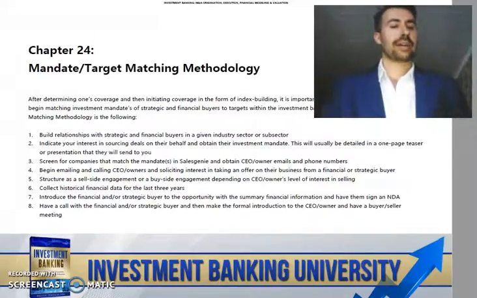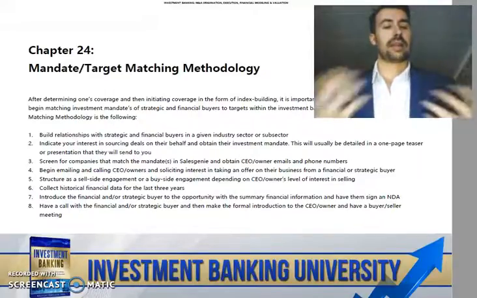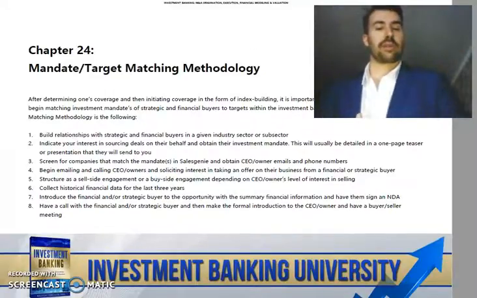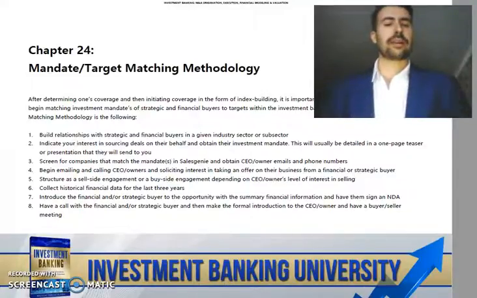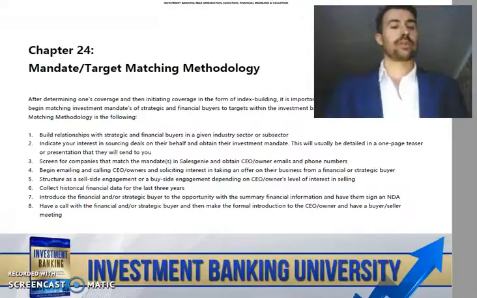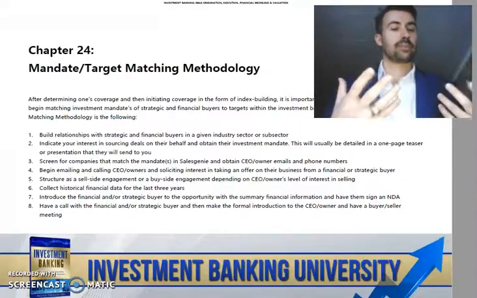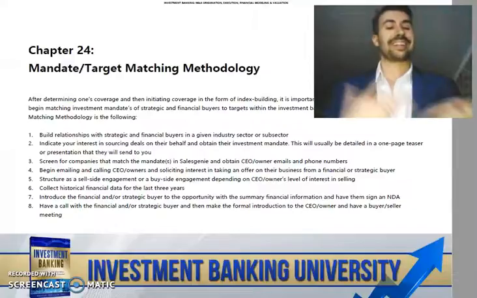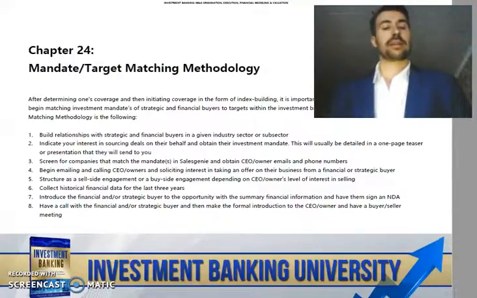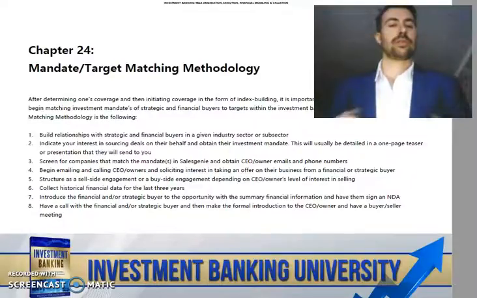What you're going to do next is screen for companies that match the mandate in Sales Genie or a similar platform, and obtain the CEO or owner emails and phone numbers. You're going to begin emailing and calling the CEO and owners and soliciting their interest in taking an offer on their business from a financial or strategic buyer. After they are receptive to you, you're going to structure the engagement as a sell-side engagement or a buy-side engagement. And we're going to talk about the difference between the two and how you ultimately structure them. This really depends on the CEO or owner's level of interest in selling.